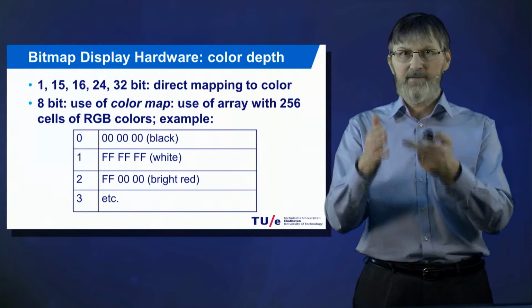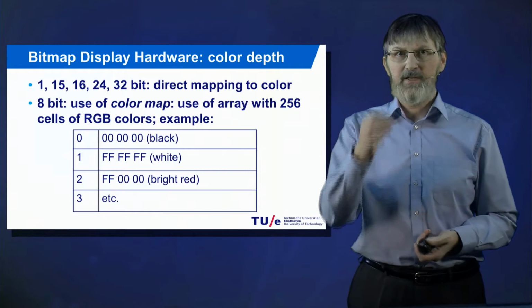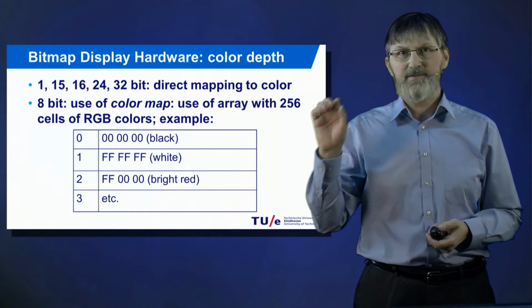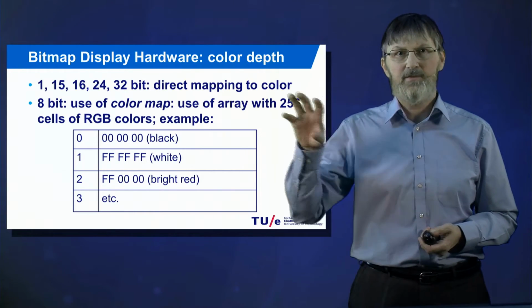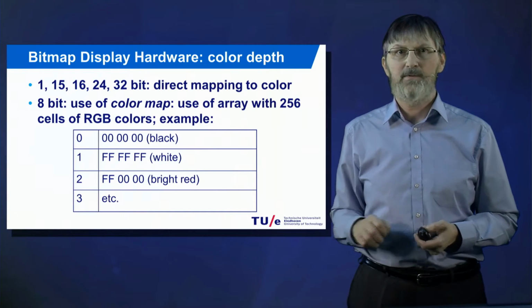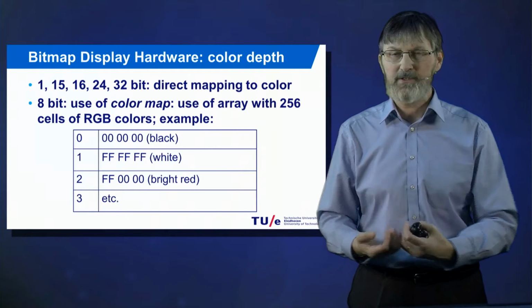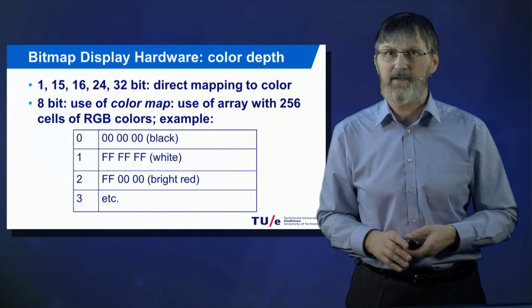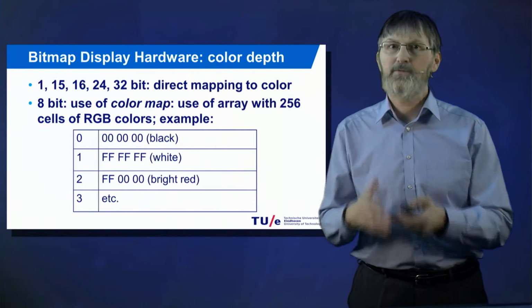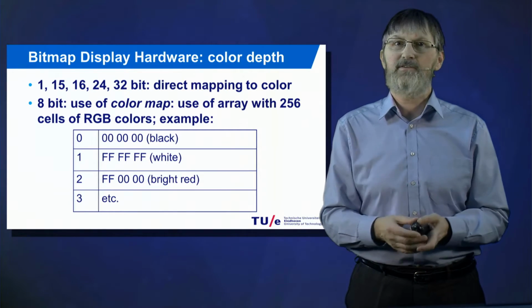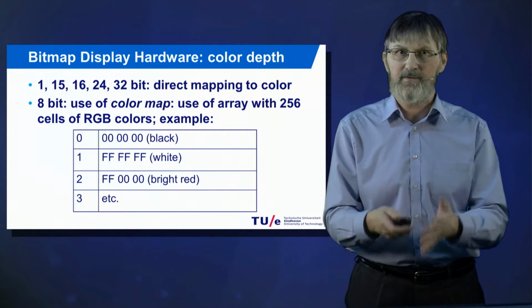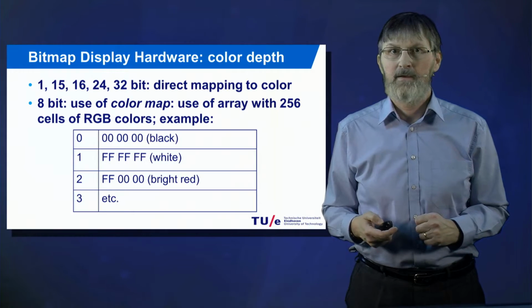So what was done instead is that, with 8 bits, we can represent 256 values. We create a table in which each value is associated with a 24-bit color value. So we can represent all possible colors the human eye can observe, but we can only show 256 different colors at any one time.